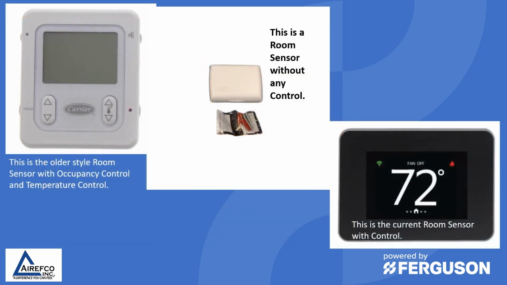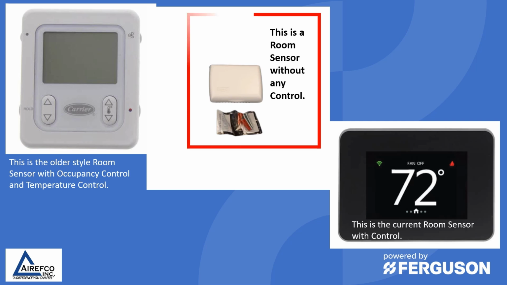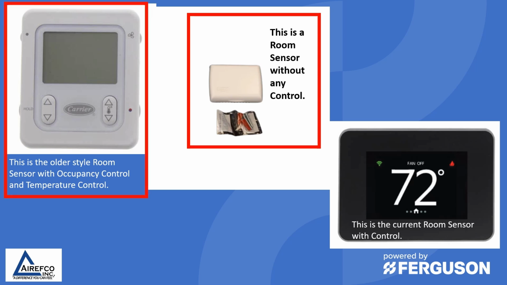On an Infinity and Evolution zone system, you have to have sensors in each zone. The main control or user interface will be zone 1, and then you have options for the other zones that you have on the system. This is a room sensor without any control, just a thermistor by itself that will sense a temperature in the zone. This is the older style room sensor with occupancy control and temperature control, and this is the current room sensor with the control.